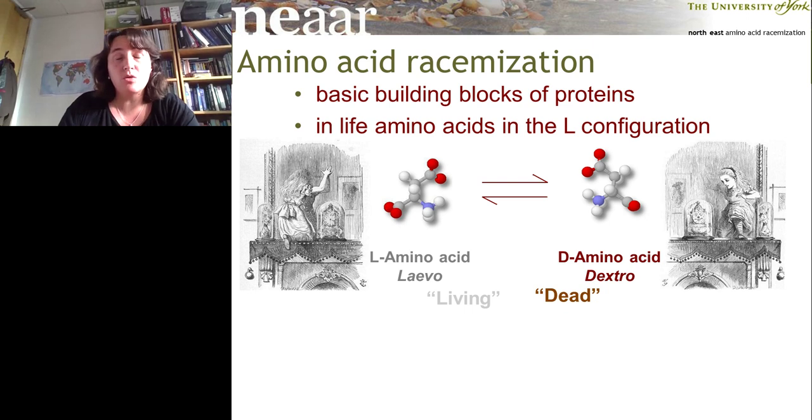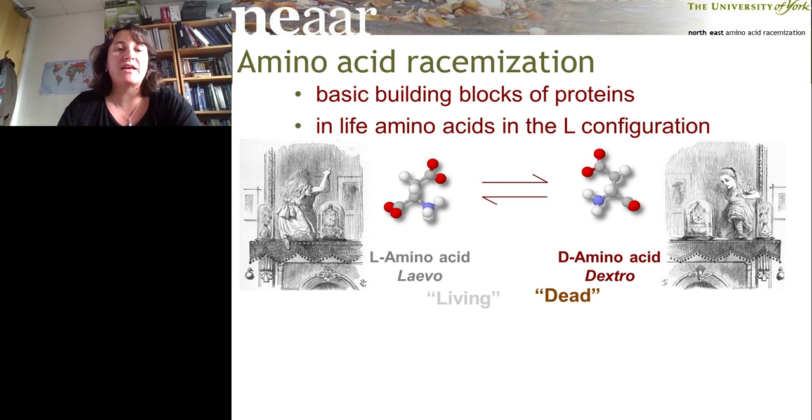Now, almost all organisms synthesize amino acids in the left-handed form, but actually this artificial dominance of the one form is thermodynamically unstable. And so once an organism dies or there's no more tissue turnover, this spontaneous reaction called racemization occurs until you get an equal amount of left-handed and right-handed amino acids.